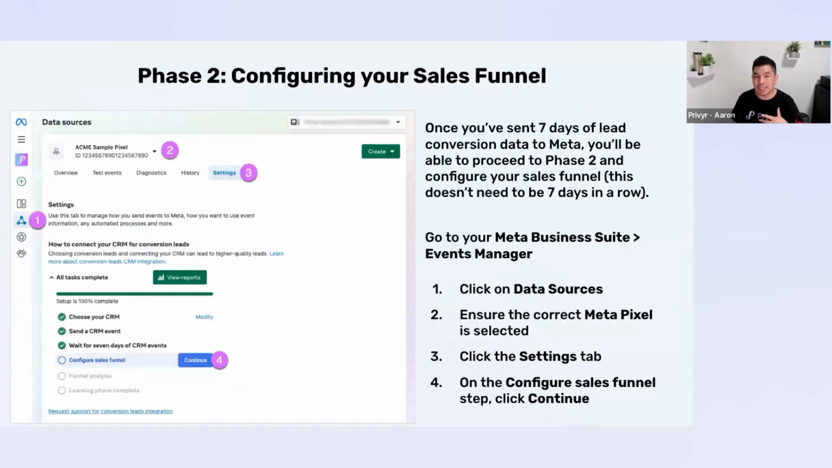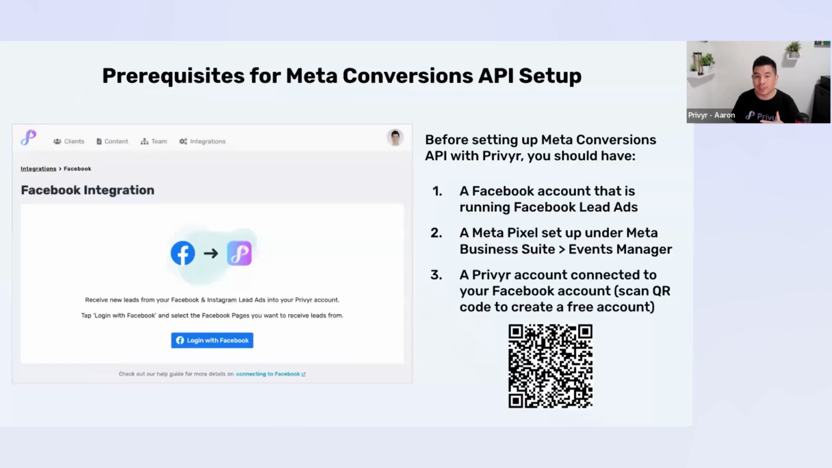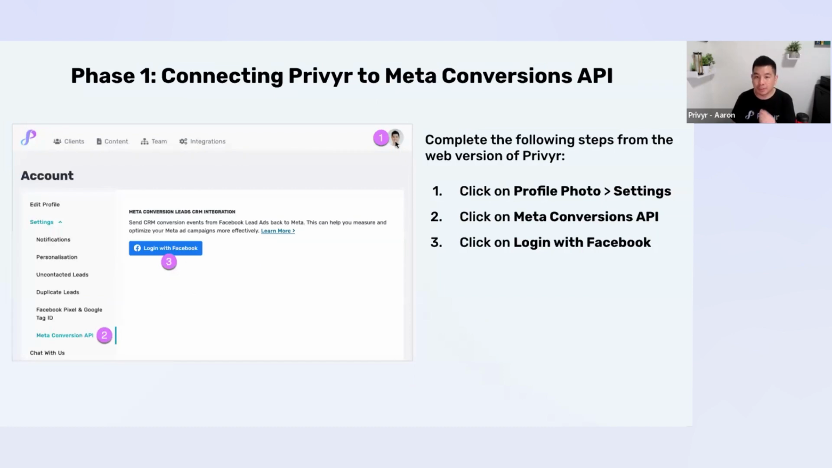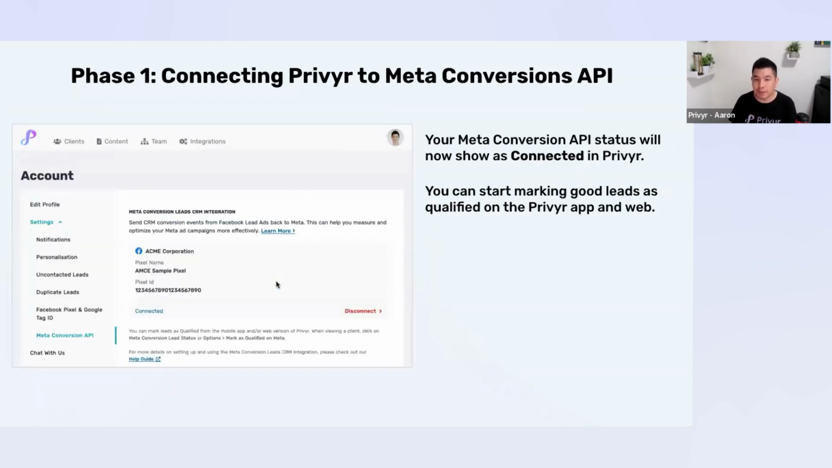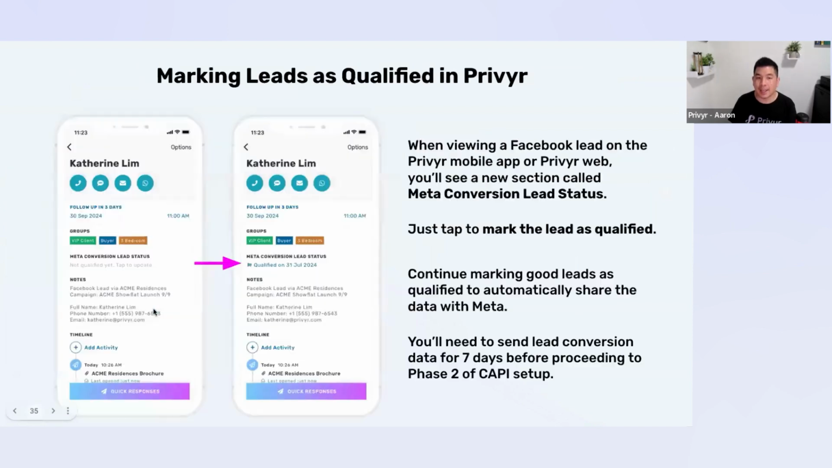What you'll want to do is actually this phase one of going to Privyr web, going to your profile photo, clicking on settings, clicking on Meta Conversions API, and clicking login with Facebook. So if you don't see the button to mark a lead as qualified in the Privyr app, this is the step that you need to do, phase one. So again, on web, go to your profile, click on settings, click on Meta Conversions API, click on login with Facebook. Just click continue and next, make sure that you select the right portfolio and pixel. And once you've done all of this stuff, you should see that it's connected. And then you will see this conversion lead status on there.